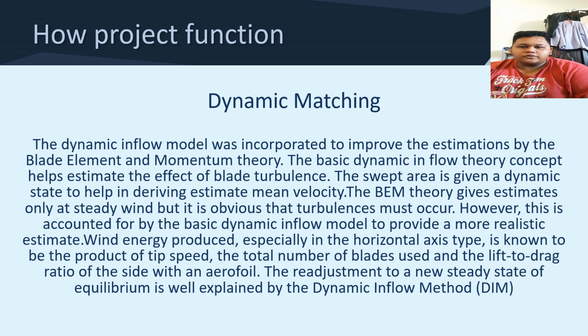Wind energy produced, especially in the horizontal axis type, is known to be a product of the tip speed, the total number of blades used, and the lift to drag ratio of the airfoil. The readjustment to the new steady state of equilibrium is well explained by the dynamic flow method.